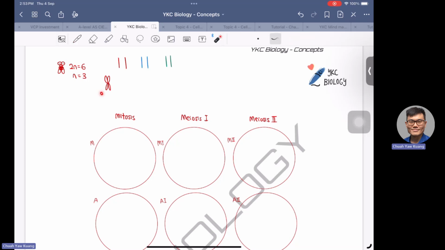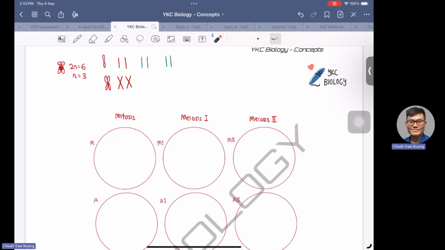This one is also counted as 1 chromosome. This one is also counted as 1 chromosome. The chromosome number is the same. The only difference is the DNA content, and this we will discuss in the next video. So I will use an X to indicate this type of chromosome in this video. And same thing, I will use the same color to indicate the homologous chromosomes.